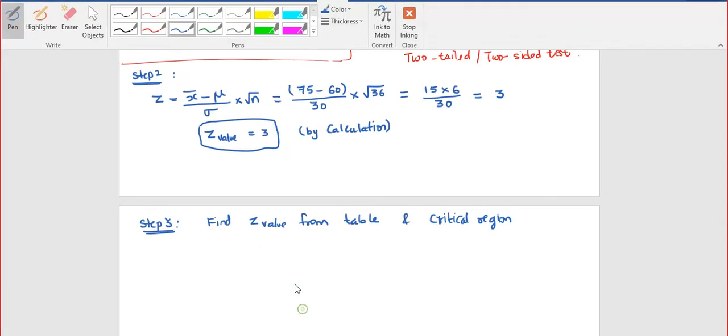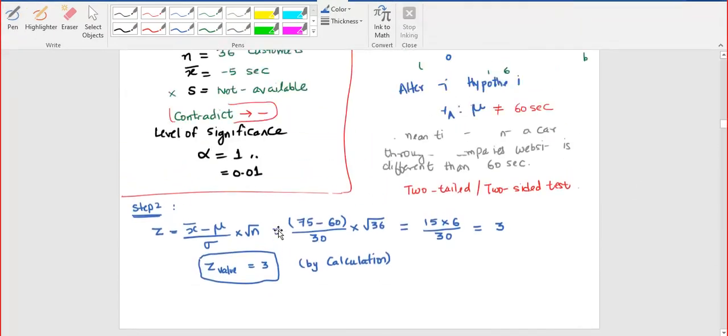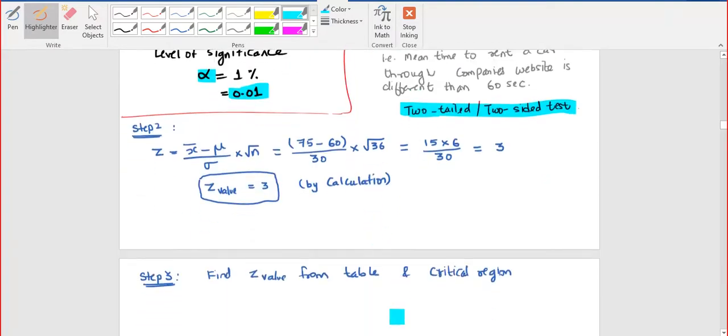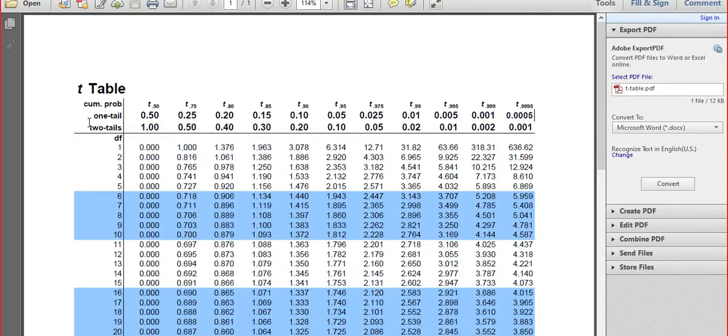So in our question, what do we have? We have level of significance 0.01 and the type of test is two-tailed, or we can say two-sided test. So we have these two pieces of information with us. Let's see what it gives you, the Z value from the table. So remember, two-tailed test and level of significance is 0.01. So it is a two-tailed test.